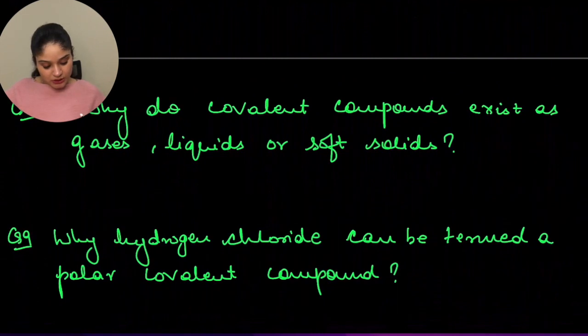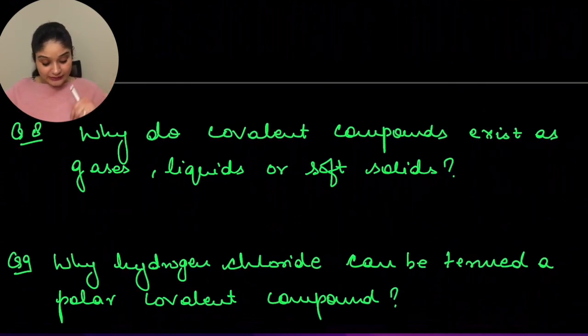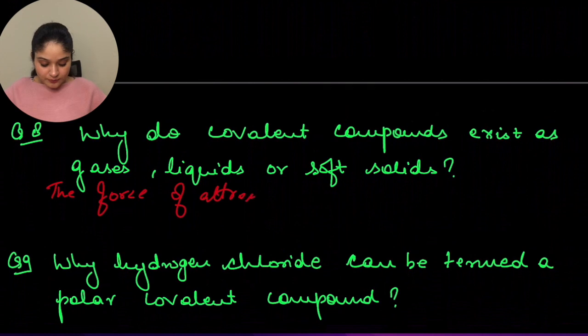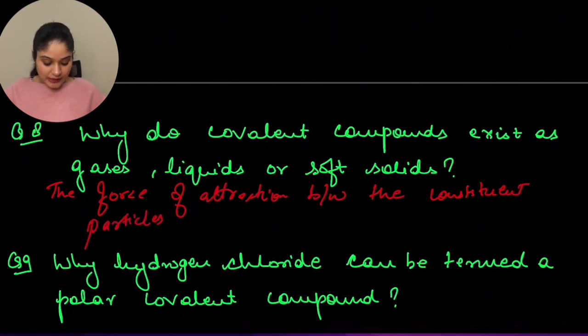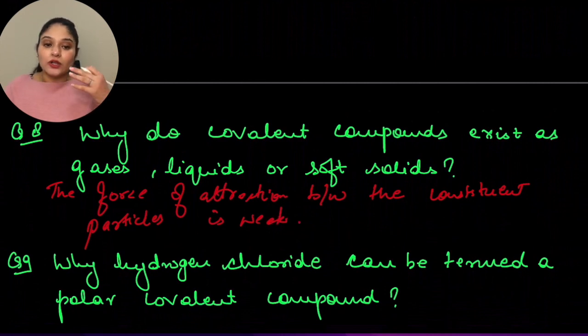Now, why do covalent compounds exist as gases, liquids, or soft solids? That is because of the force of attraction between the elements. Let me write that for you. The force of attraction between the constituent particles is weak, and since this force of attraction is weak, they are easily able to exist as gases, liquids, or soft solids. Okay, let's move to the next question.